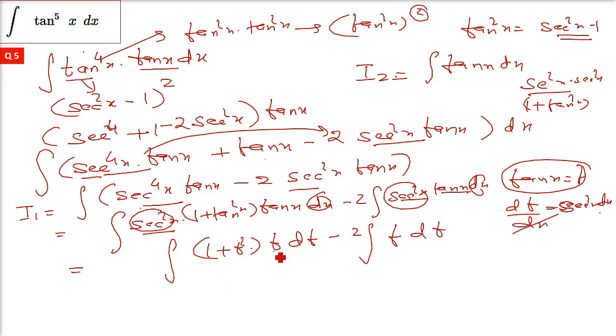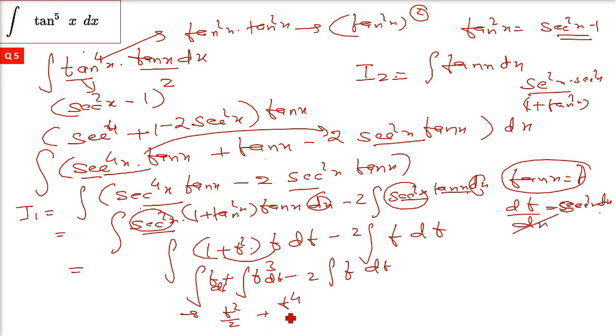Now it's an expression which has 3 terms. T into 1 plus t square will give you integration of t and integration of t cube. This will give you 2 into integration of t. T square by 2, t^4 by 4, minus 2 t square by 2.